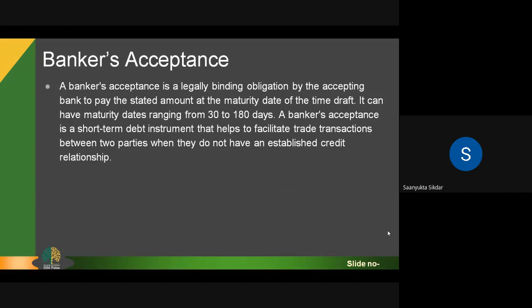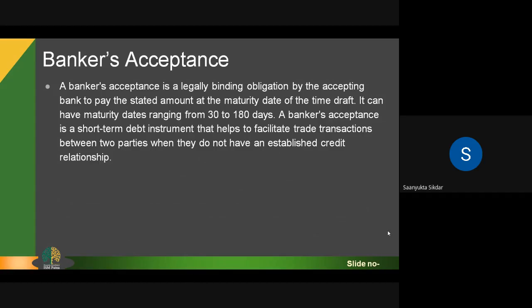So whatever the time that is drafted in the check, like we talked about, it is like a post-dated check kind of thing. So it is a legally binding obligation for the bank to pay that. It can have maturity dates ranging from 30 to 180 days. 180 days means 1 month to 6 months usually.